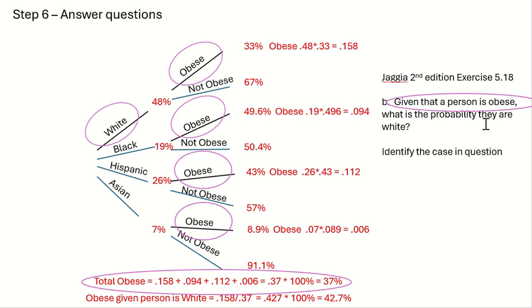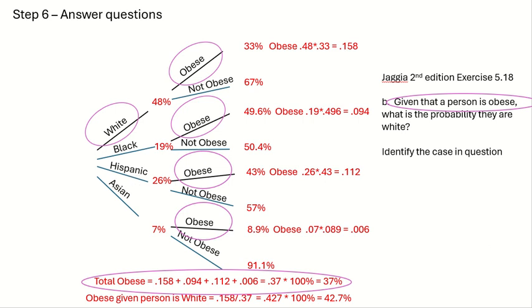Now, if we only have the obese people there, what's the probability that they are white? If we added all those up, we got to our 37%. Now we go up just the branch for white and obese, that's 15.8%, okay? So given that they're obese is our total 37%, right? However, we're only looking at the white obese, that's 0.158 divided by 0.37, that's a 42.7% chance that the person who is obese would be white.